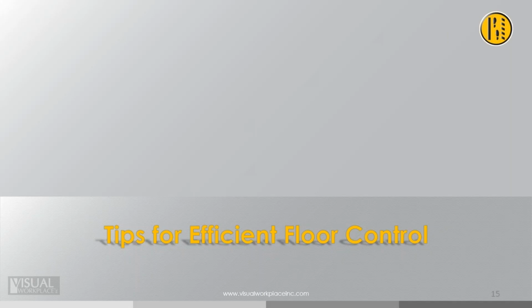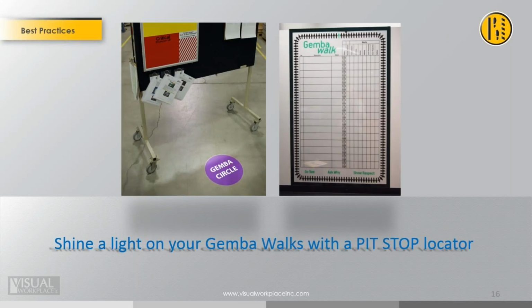Now I'm going to step through some tips for effective floor control, just some things that you might find useful. We've had a couple of facilities that are using the process walk or a daily Gemba walk, and what they've done is map out that path or route and use floor decals and floor graphics to really shine a light on that. Again, it brings some emphasis and a little bit of marketing to those types of continuous improvement activities.